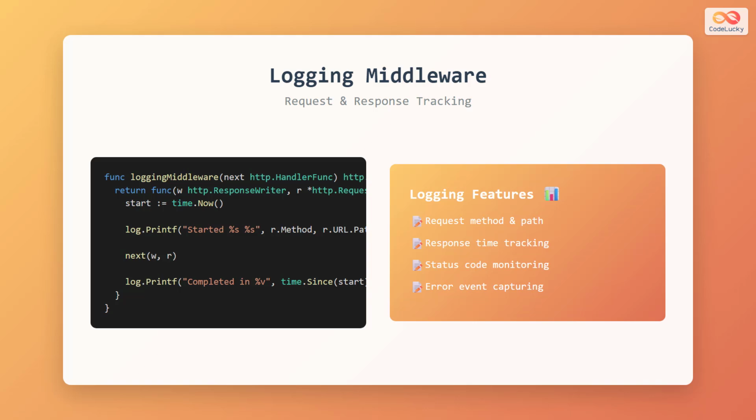Logging middleware focuses on request and response tracking. This logging middleware captures the request method and path, tracks the response time, monitors the status code, and captures error events. By using logging middleware, we can gain insights into the performance and behavior of our application.